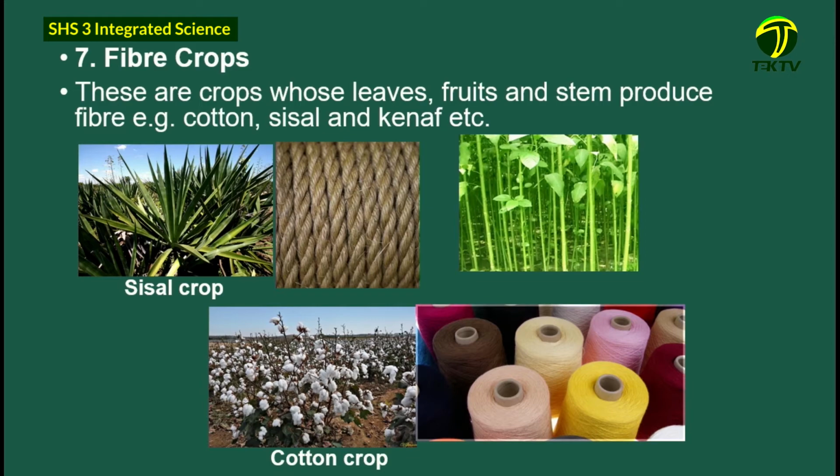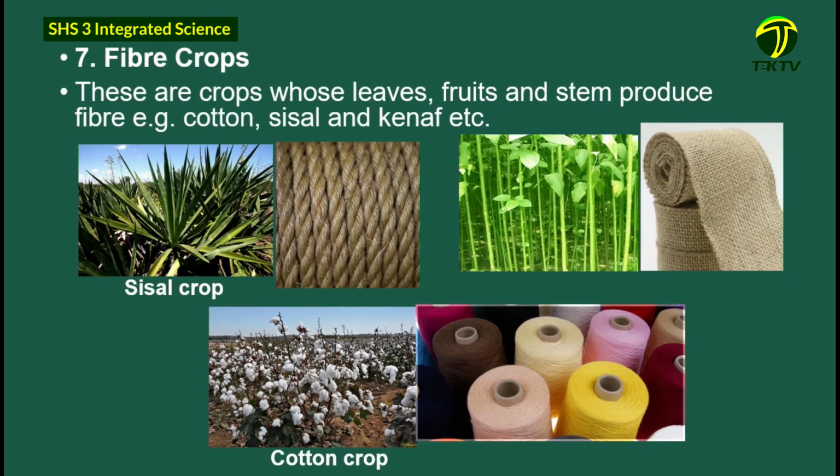And we have the jute plant, which can also be used for producing jute sacks, the sack which is commonly used for packaging cocoa. And as you can see, our cotton has also been processed into yarns for sewing. So these fiber crops produce fiber which can be processed into various industrial products.